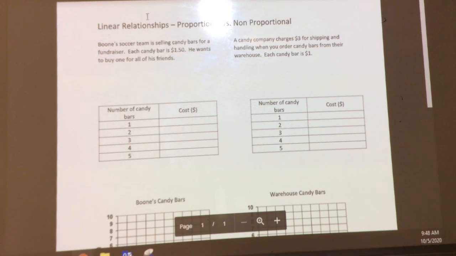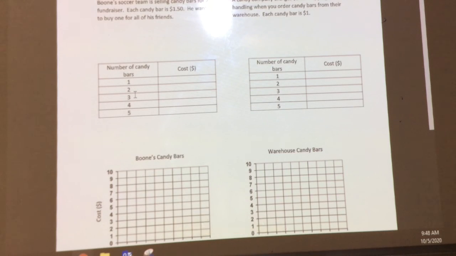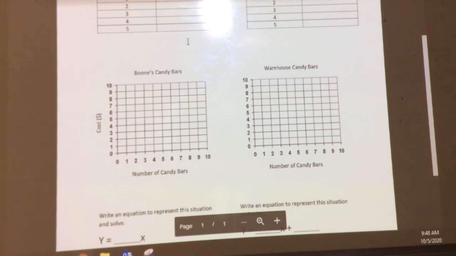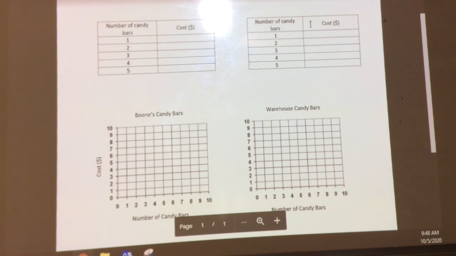Okay, now, this is a non-proportional example. A candy company charges $3 for shipping and handling when you order candy bars from their warehouse, and each candy bar costs $1. So $3 for shipping and handling, and $1 for each candy bar. You guys with me on that?